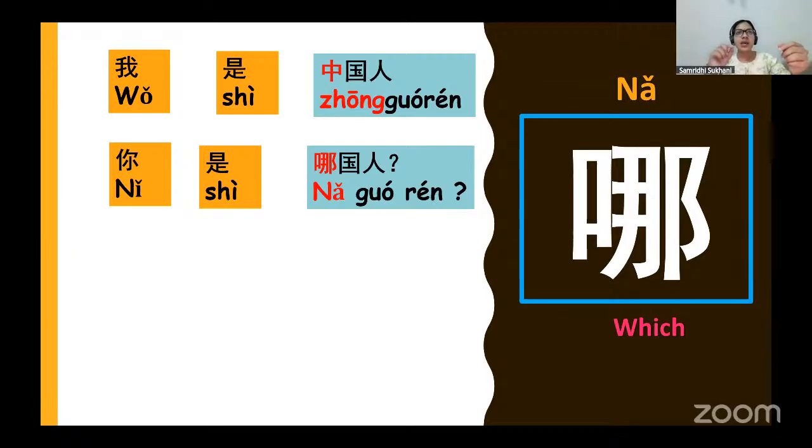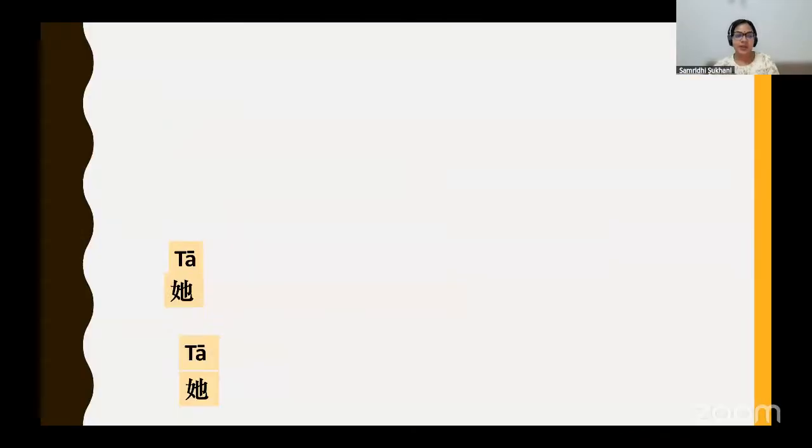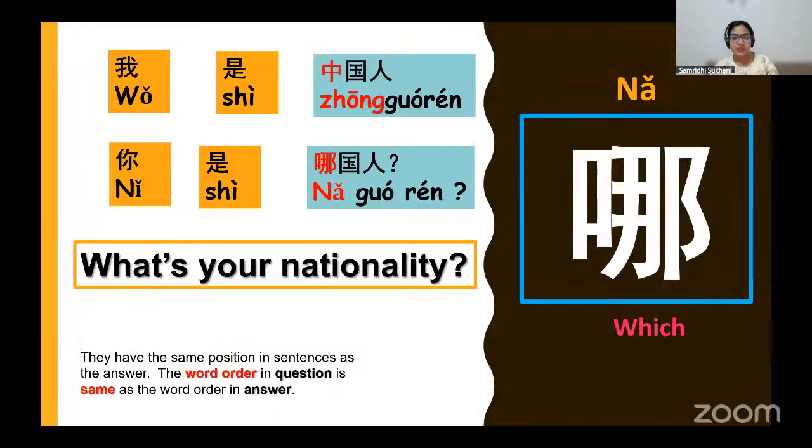So in Chinese, I will always keep telling you the literal meaning and the direct translation. Literal means I'm telling you word by word. Direct means what in English we directly say for these kinds of structures. Literally it is: you are which country person. And the direct translation is: what's your nationality? Please write it down and then we'll practice.